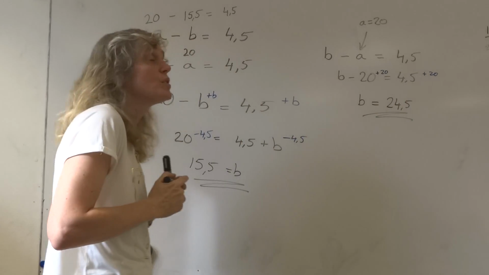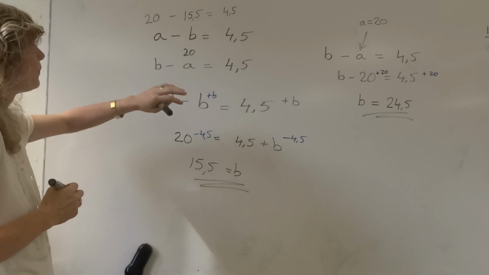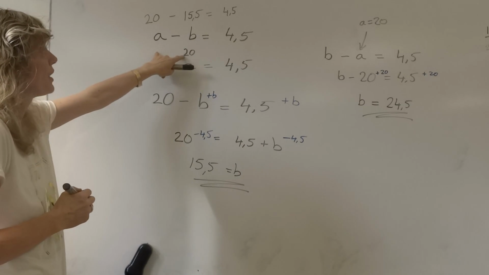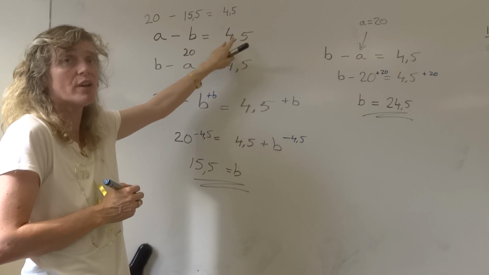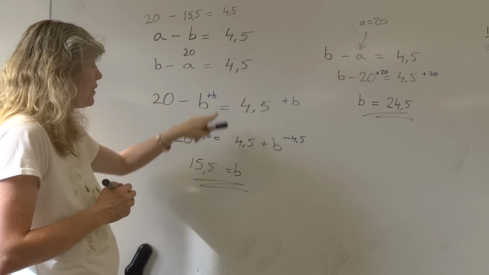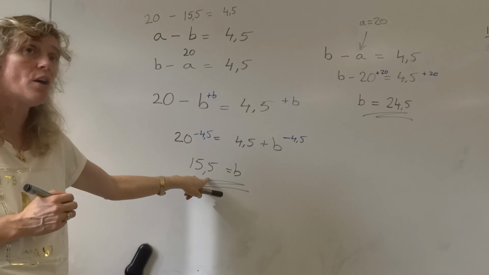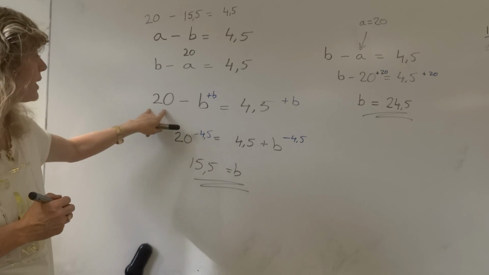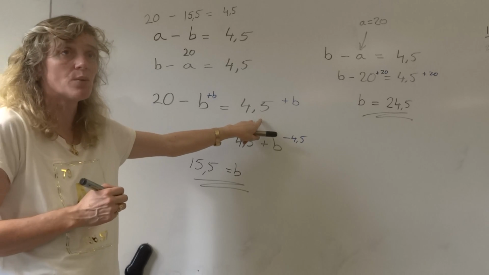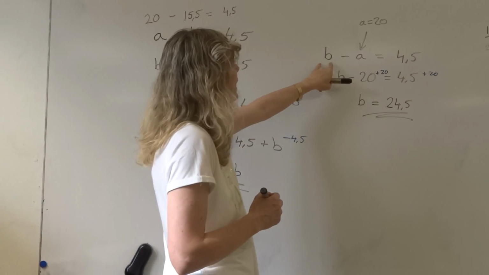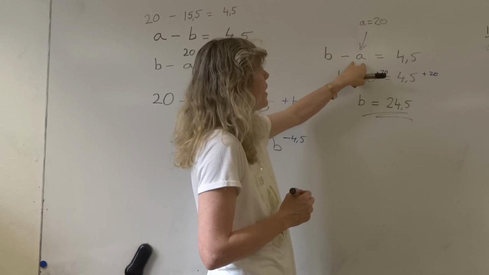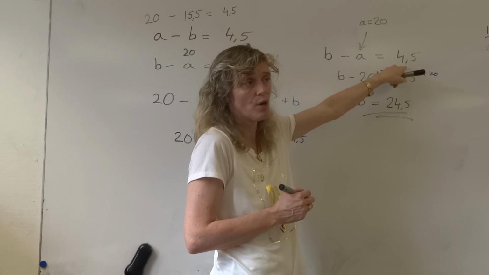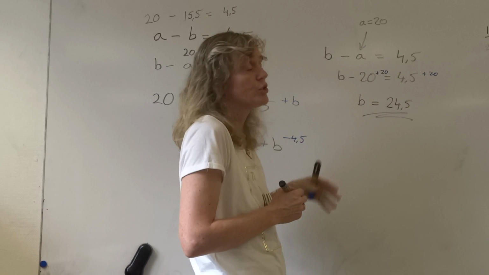So there are two solutions to two numbers with a difference. When we take the difference of them, it gives us the answer 4.5. If one of the numbers is 20, the other one could be 15.5, because 20 minus 15.5 equals 4.5. Or the answer could have been 24.5, because 24.5 minus 20 also equals 4.5. So there were two solutions to that problem.